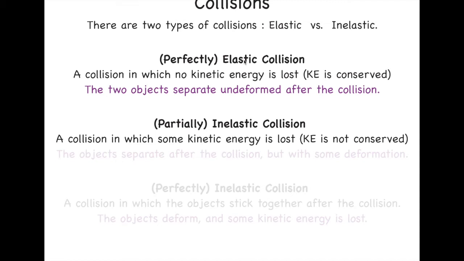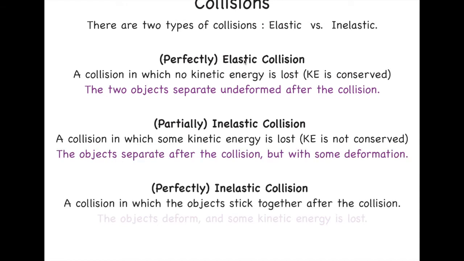Let me jump ahead and look at the perfectly inelastic collision. The perfectly inelastic collision is a collision in which the objects completely stick together after the collision. So if you have two balls of clay that are sliding along some ice and they slam into each other and then they squish together and stick, then that would be a perfectly inelastic collision. The objects deform and some of the kinetic energy is lost. Not necessarily all of it, right?